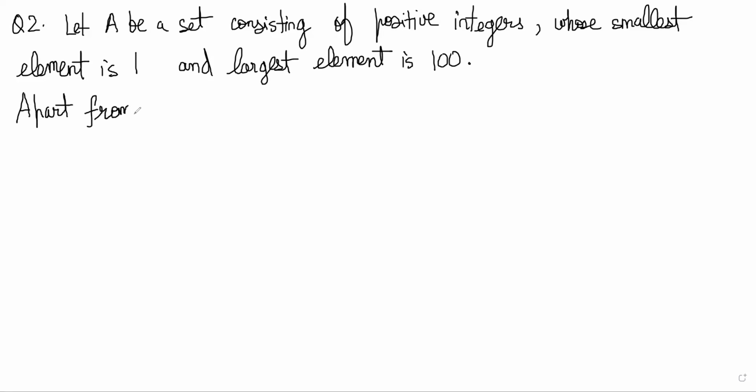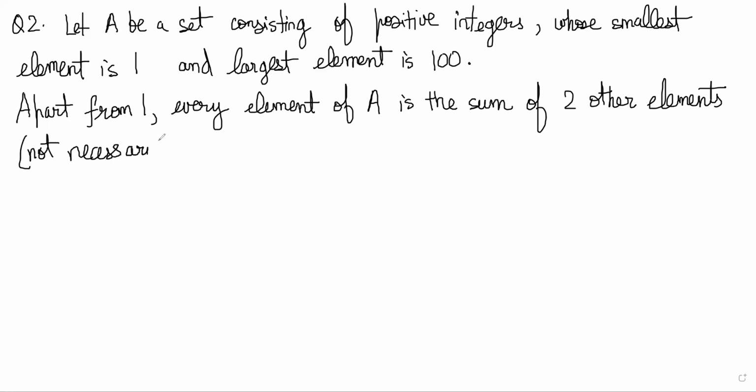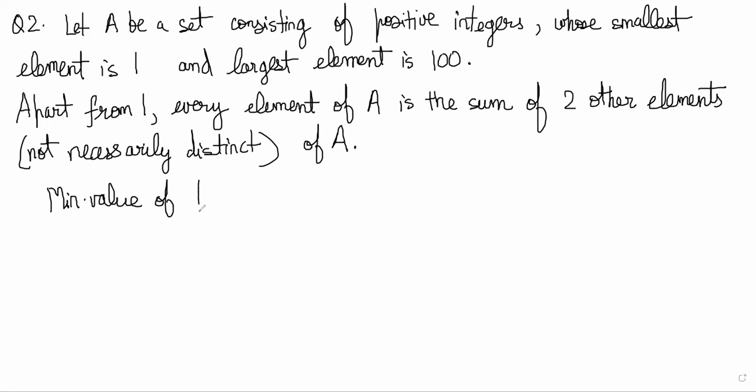Apart from 1, every element of A is the sum of two other elements, not necessarily distinct, of A. We have to find the minimum value of mod A, which is basically find the minimum number of elements that the set A can have, right?